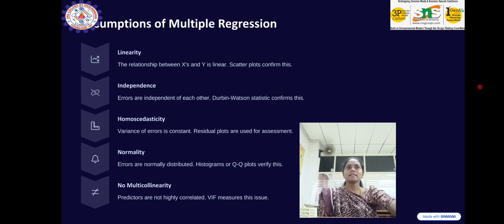The third is homoscedasticity, which requires that the variance of the residuals is constant across all levels of the independent variable. Next one is normality of residuals, which assumes that the errors are normally distributed. And no multicollinearity implies that the independent variables are not highly correlated with each other. If they are, it becomes difficult to determine the individual effect of each predictor, and it may inflate the variance of coefficient estimates.